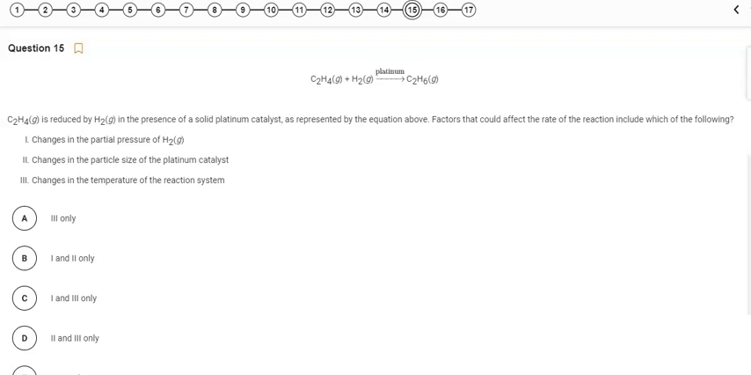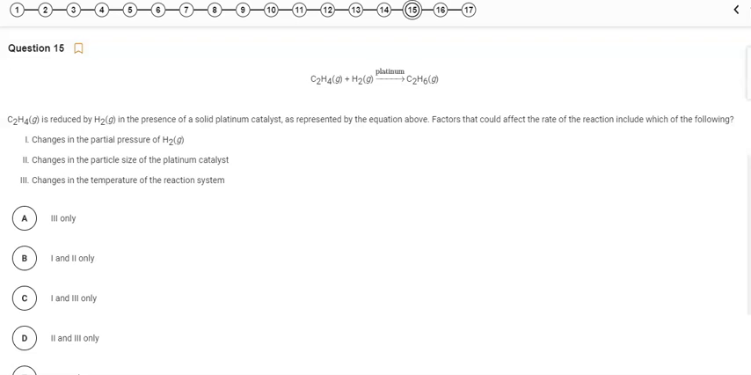Changes in the partial pressure of H2. That would basically be adding or subtracting reactant, so that would. Changes in the particle size of the platinum catalyst. I would think so, but I'm not sure. I don't know the answer to this one. Changes in the temperature of the reaction system. Yes, that definitely would. But all three are not a possible answer. And definitely 3 is one of the answers. So it's either 1 and 3 or 2 and 3.